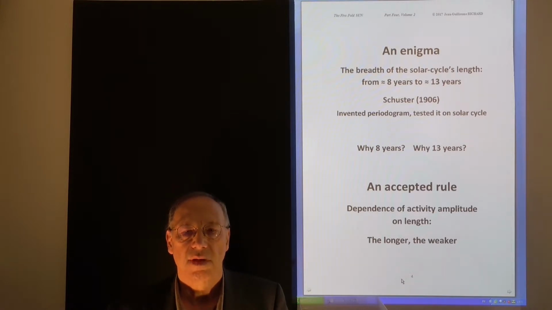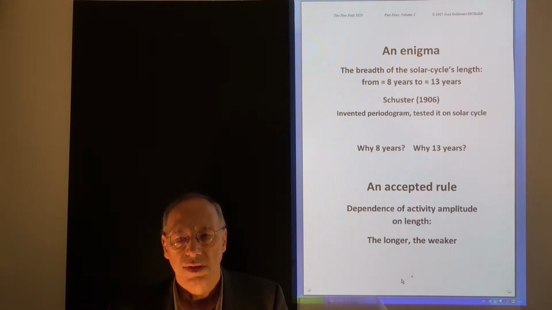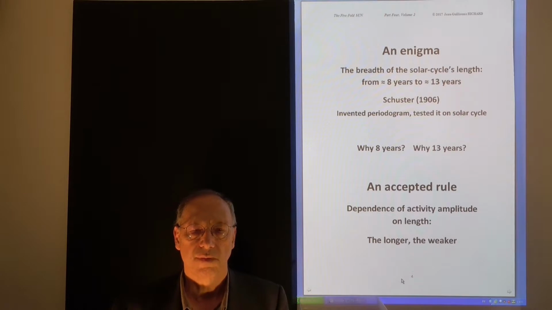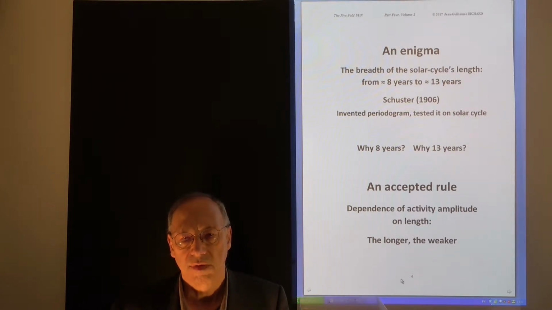Then we have an accepted rule, which is the dependence of activity amplitude on solar cycle length. The longer the cycle, the weaker. From this rule or principle, we can try to derive some further insight into the workings of the solar ball.